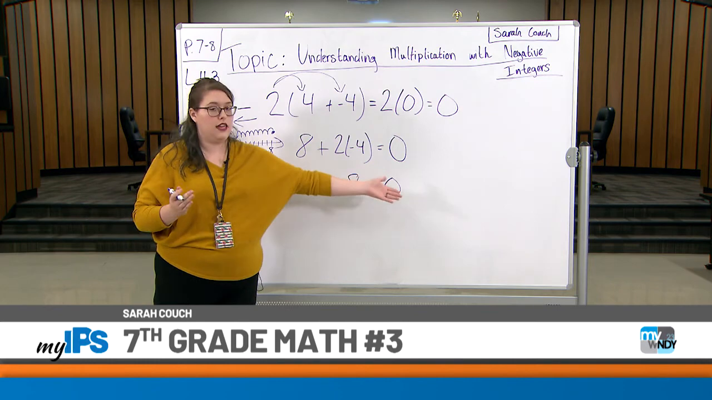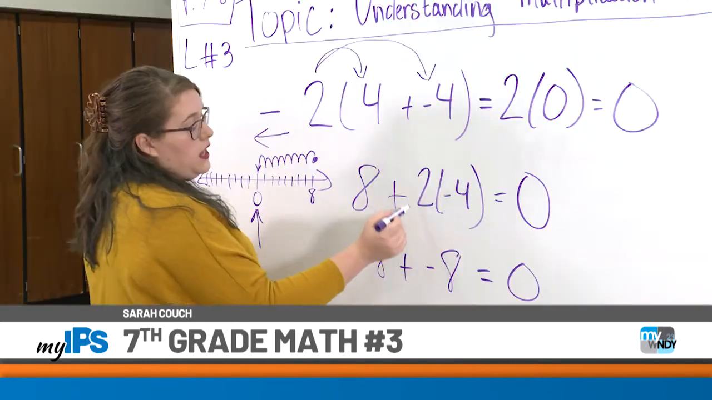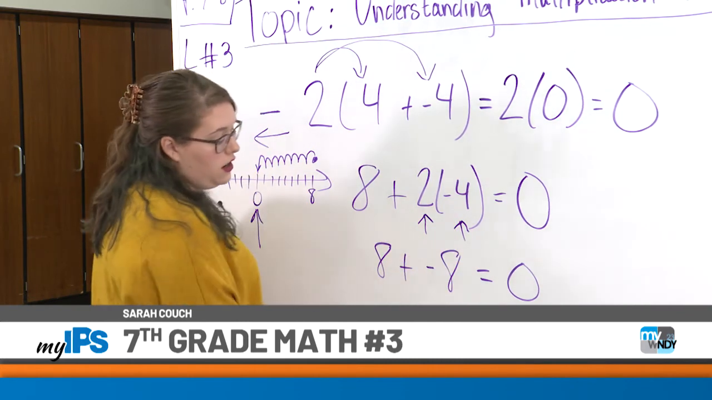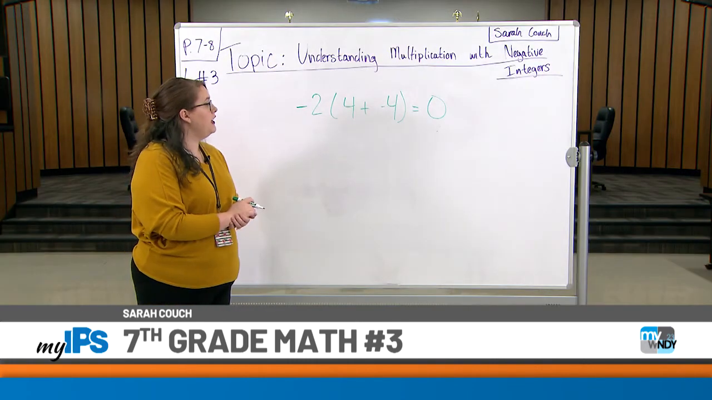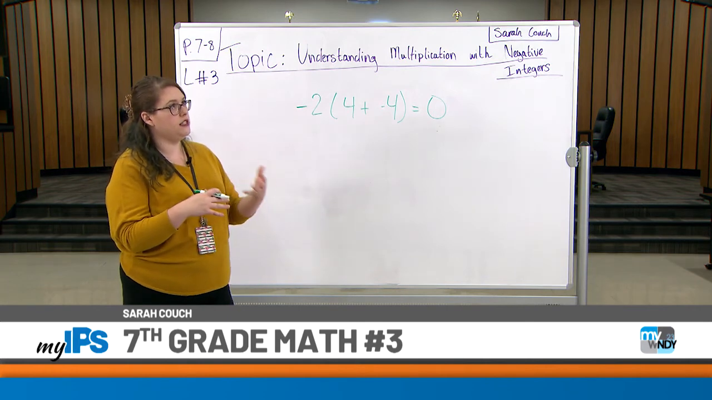8 plus negative 8 equals 0. And that is exactly right. That means that when we multiply this positive integer by this negative integer, our number is going to result in being negative.